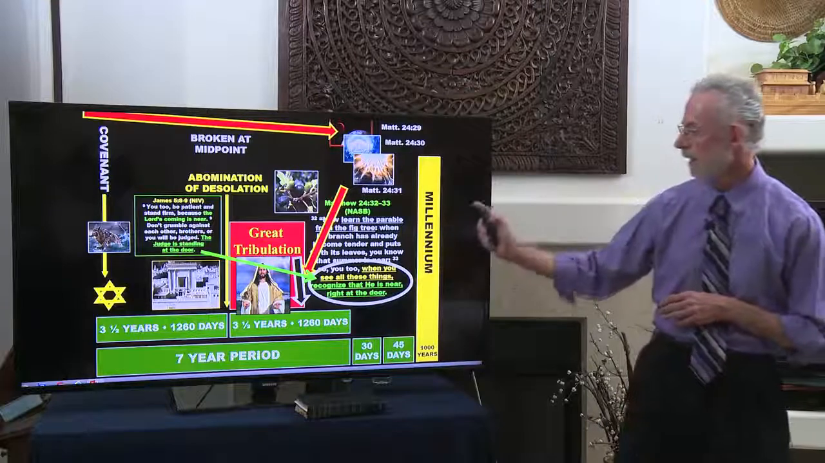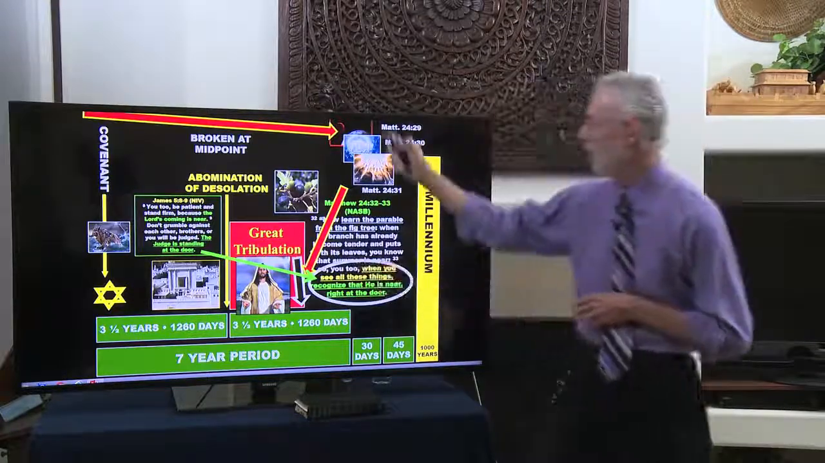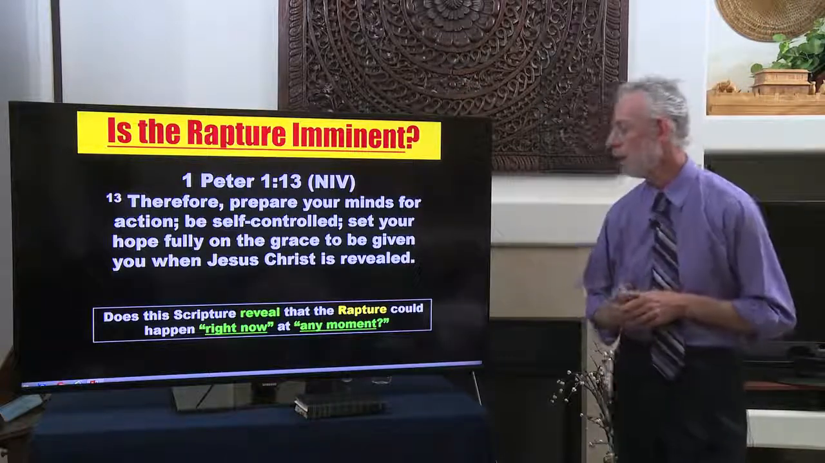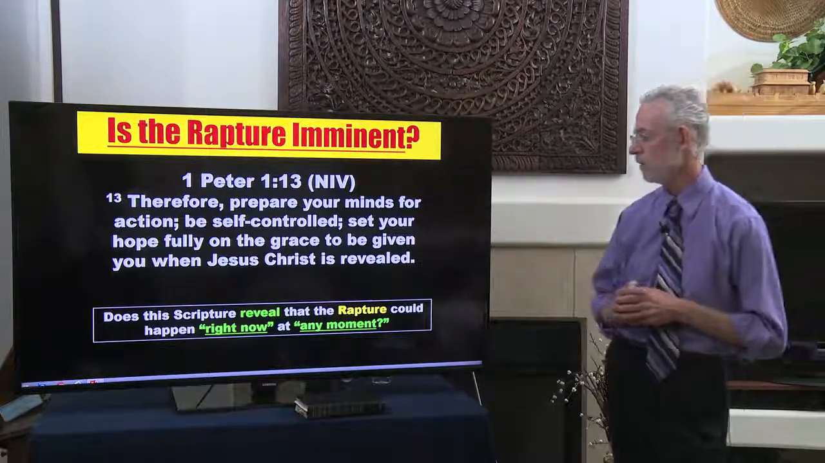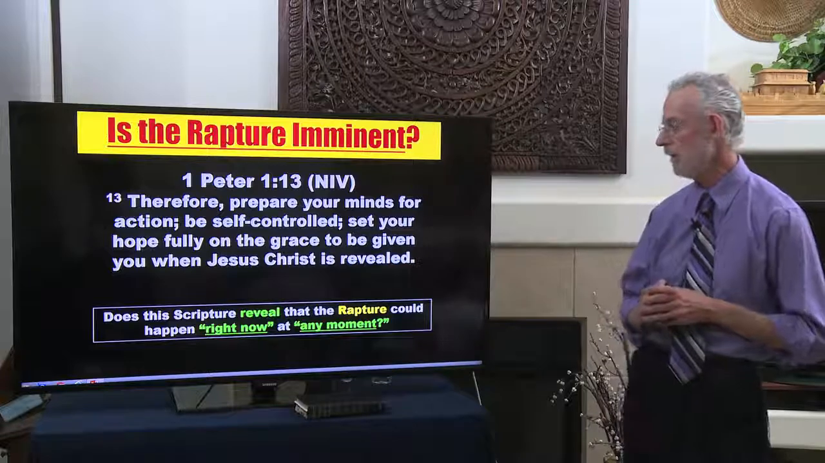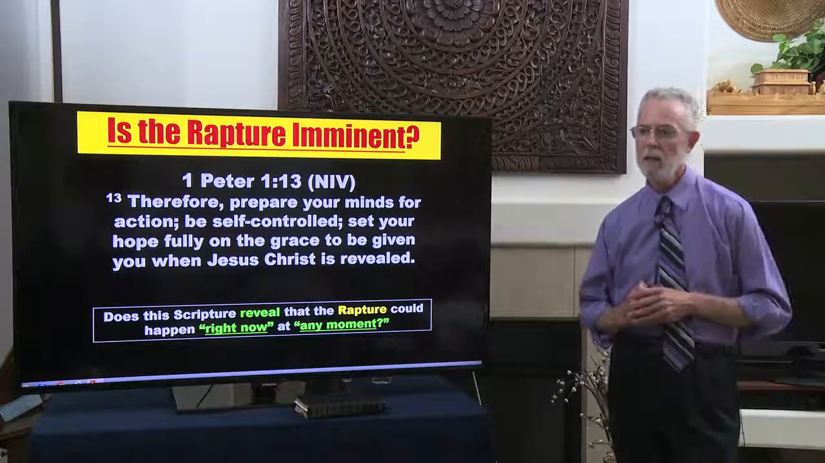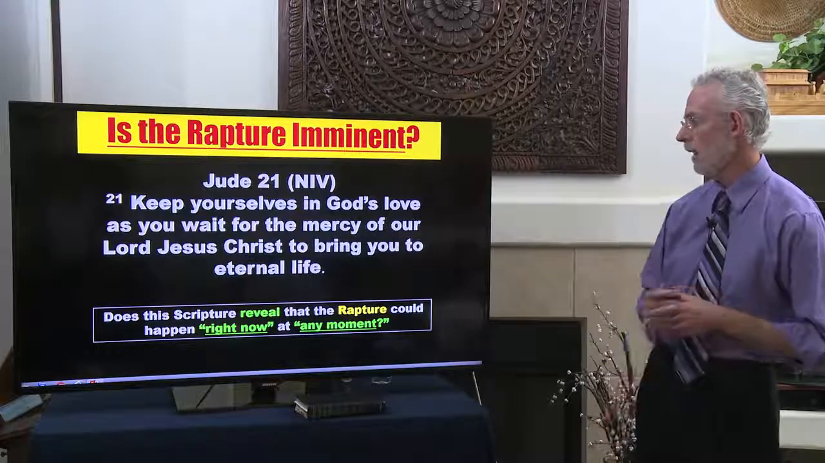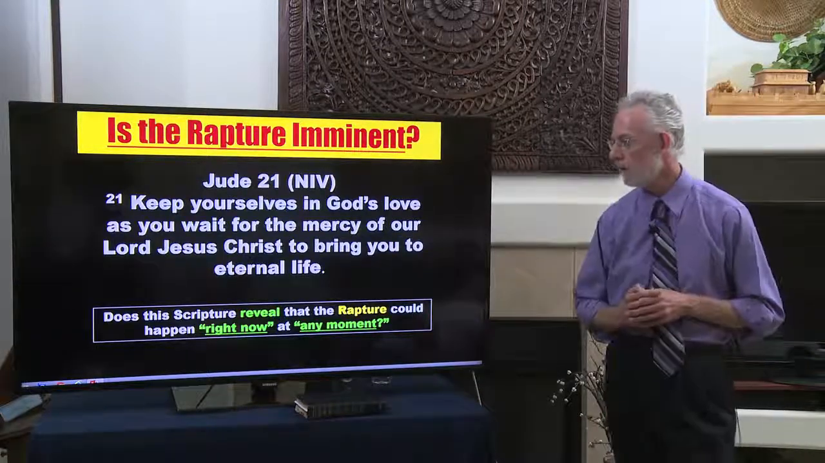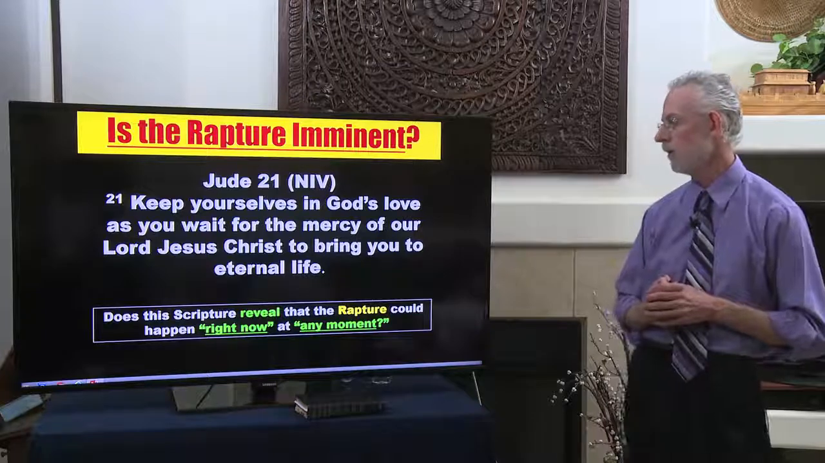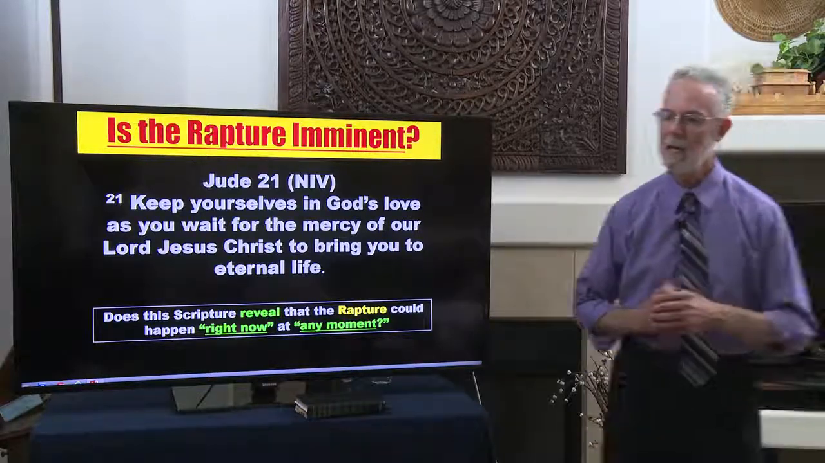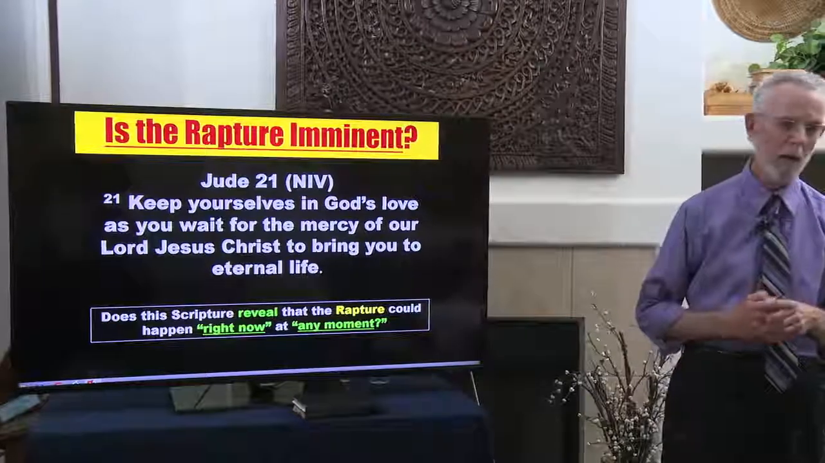Jesus said he'll be at the door when you see all these things. Okay, how about this verse from Peter? Prepare your minds for action. That's good. Be self-controlled. That's good. Set your hope fully on the grace to be given you when Jesus Christ is revealed. That's good. But again, I don't see anything here that has anything to do with the timing of the rapture being imminent. And the last one, Jude 21: keep yourselves in God's love as you wait for the mercy of our Lord Jesus Christ to bring you eternal life. Folks, again, I don't see anything here that indicates the rapture could be happening imminently.